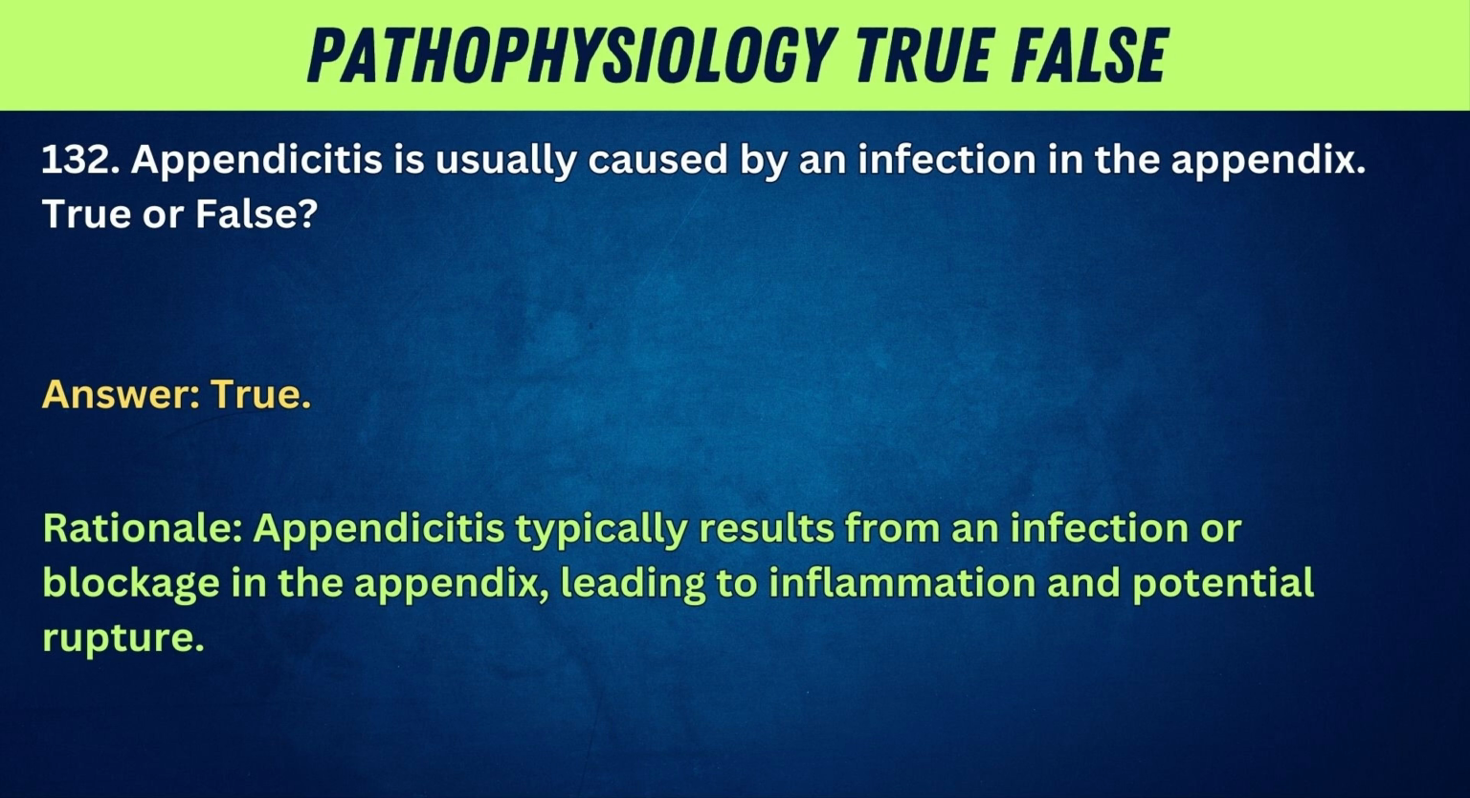132. Appendicitis is usually caused by an infection in the appendix. True or false? Answer: true. Rationale: appendicitis typically results from an infection or blockage in the appendix, leading to inflammation and potential rupture.